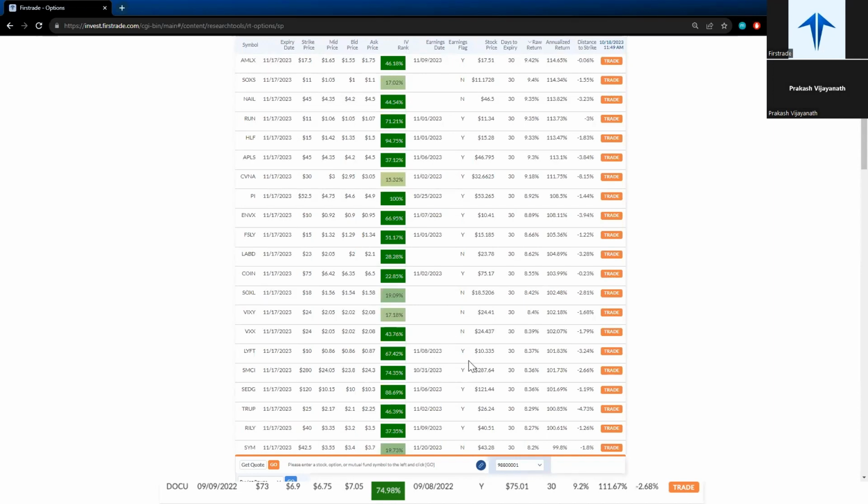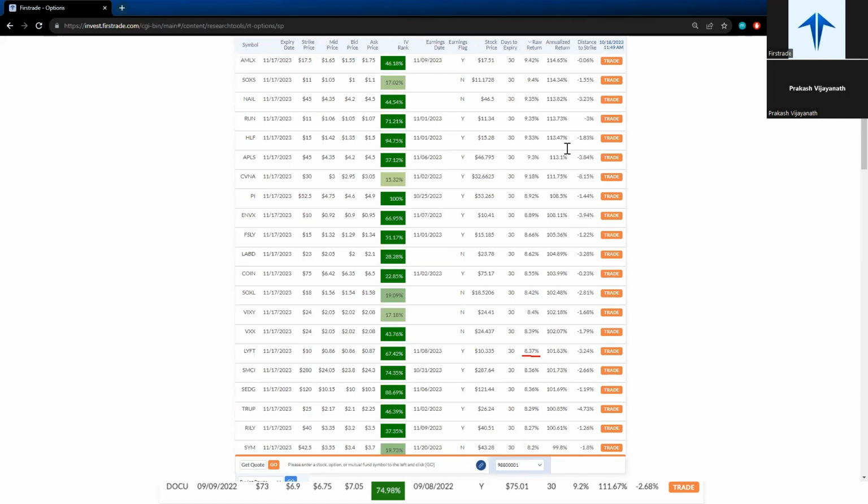We also have an earnings date and an earnings flag. An earnings flag would be yes if there's an earnings date within the lifetime of this contract. In this case, Lyft does have earnings on November 8th, so it might be something that you want to be aware of. It is a high volatility event. And it gives you other information such as the raw return, so how much of a discount you'd be getting on your purchase price by utilizing this cash secured put, which in this case would be around 8.4%, and an annualized return.